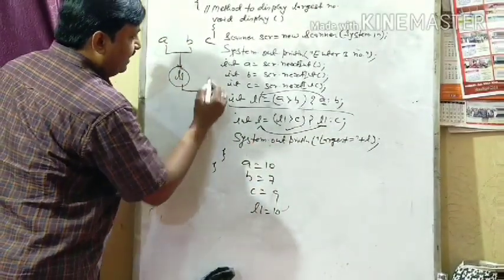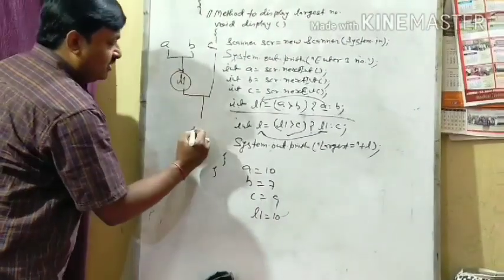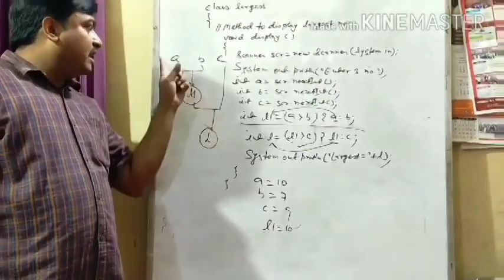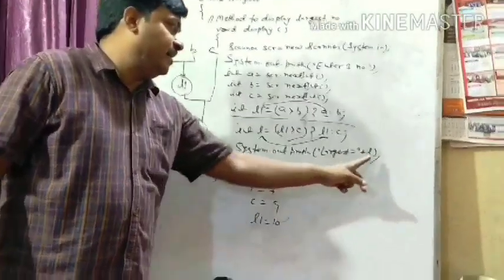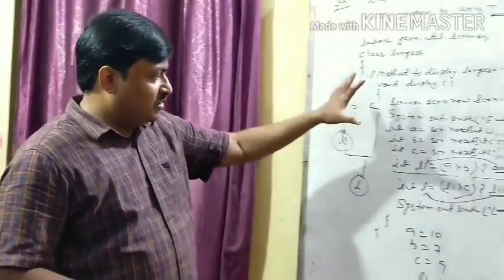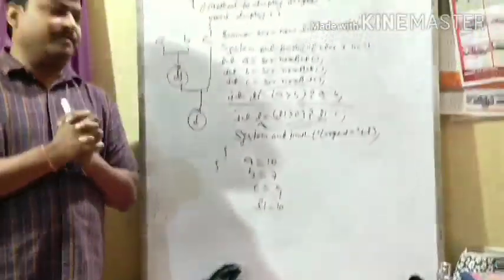So we compare L1 and C, and the largest among L1 and C will be stored in variable L. This way, the variable L will store the largest among A, B and C. So when we print L, the largest number will be printed. Okay. So this way we can find the largest among three numbers.